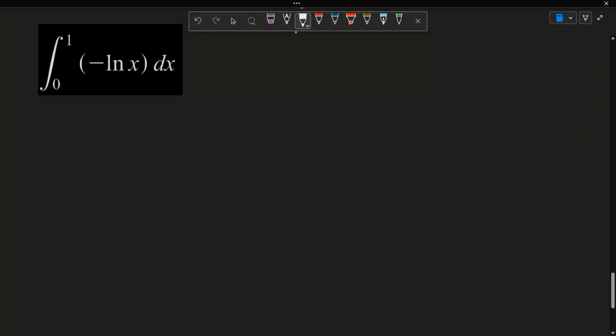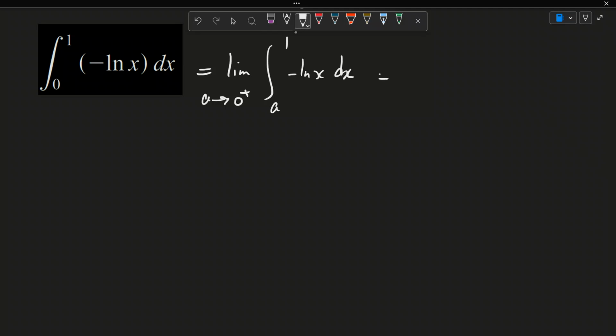Another improper integral from 0 to 1, which is again second kind or second type. However, if I use substitution, we can consider it as first type. Let's study directly first, and then I will use substitution to show that we can study it as a first type improper integral. So you know that ln x when x approaches 0 has an infinite limit. So we can write the limit from a to 1 when a approaches 0 from the positive side of minus ln x dx.